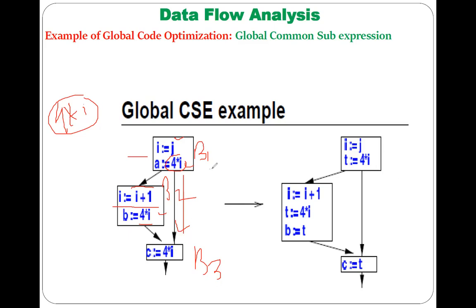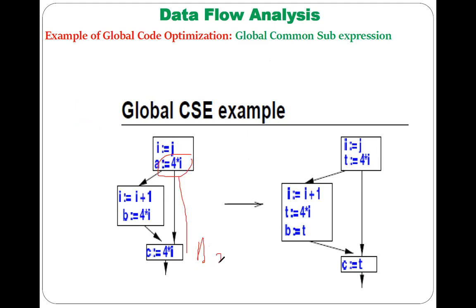Now, how can we do code optimization? Now, we know the availability of the expression. We know 4 into I is available for B3, but it is not available for B2, because it is getting modified here. But it is available for B3 in this direction. So that is the reason we can do the optimization like this. Here for this A equal to 4 into I, we use the temporary variable T equal to 4 into I. And then you can see in the B3 block, this is our B3 block.